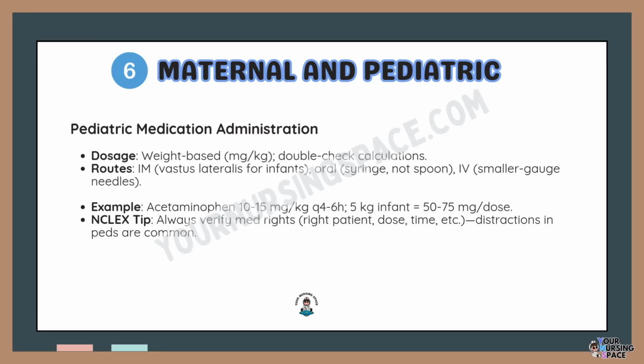Take acetaminophen, 10 to 15 milligrams per kilogram every 4 to 6 hours. A 5-kilogram baby gets 50 to 75 milligrams per dose. Simple math, but verify it. NCLEX drills the right patient, dose, time, because a crying kid or a busy unit can throw you off.